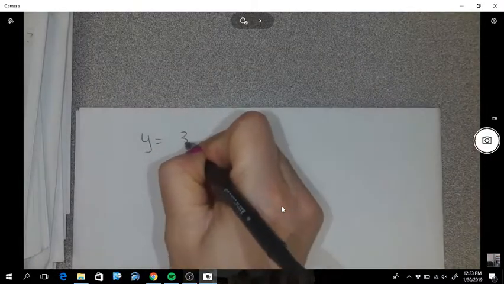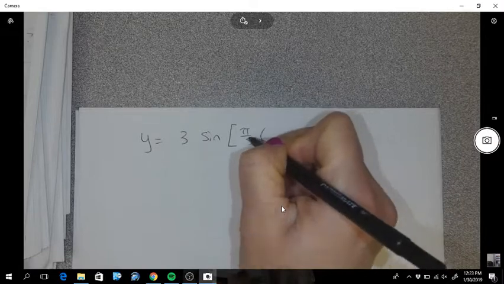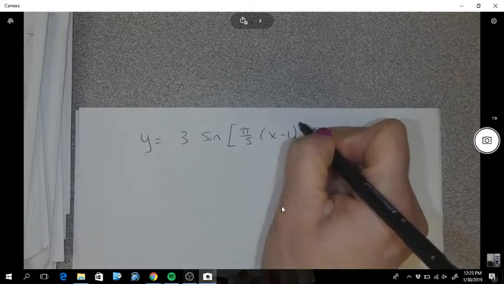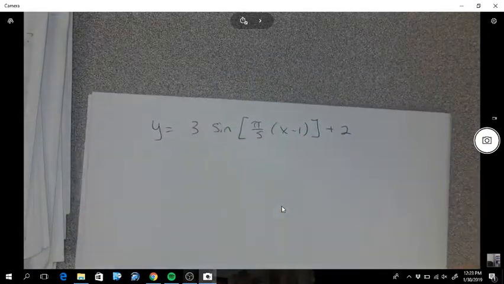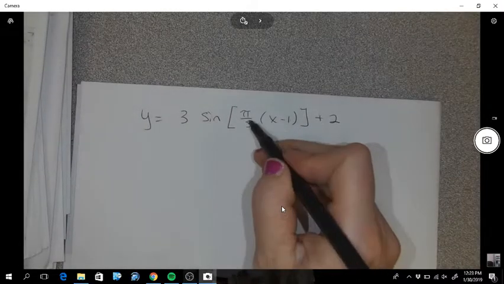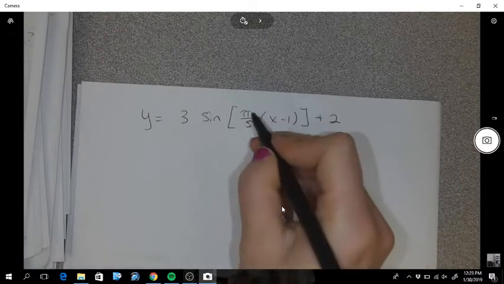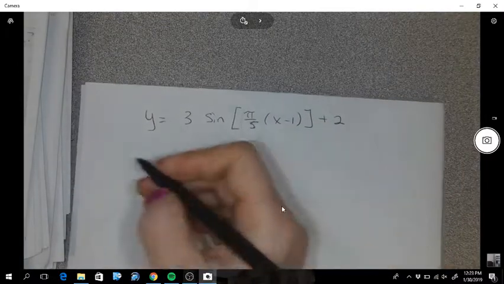Okay, let's try another one. y equals 3 sine of pi over 5 times (x minus 1), plus 2. Okay, so let's talk about these multiplier numbers first. So this is our horizontal compression.